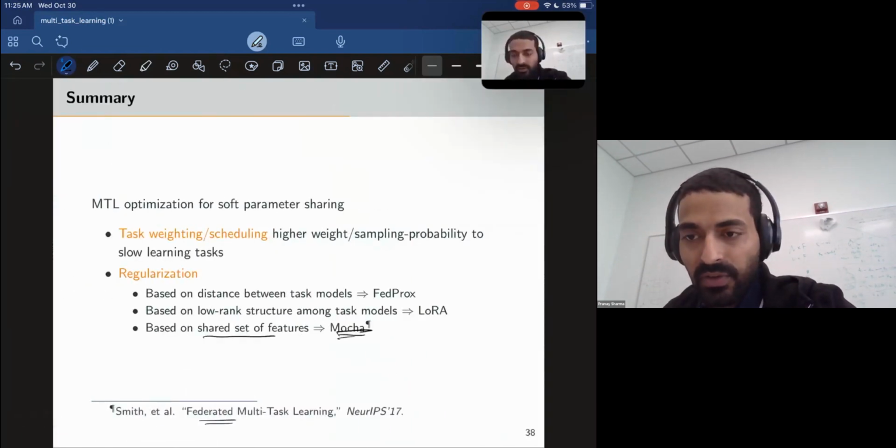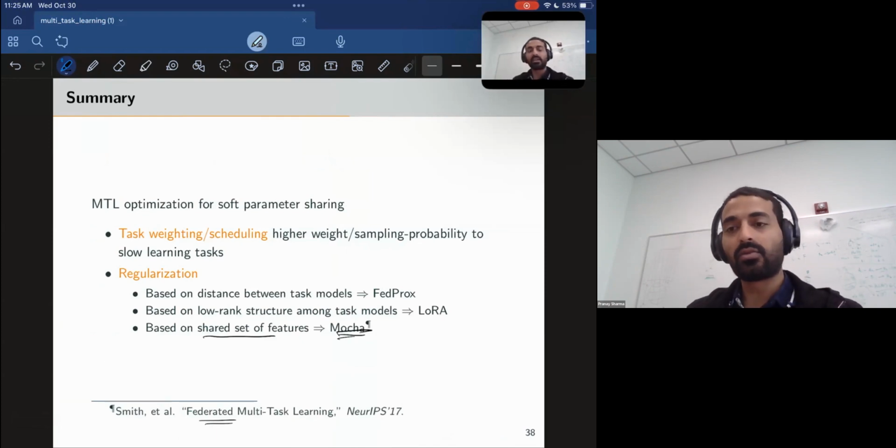So the goal is feature selection. We are trying to make every model based on a small set of shared features, like in the last regularization work which I discussed. Because these tasks are related, they want to make sure that these different models depend only on a small subset of features.